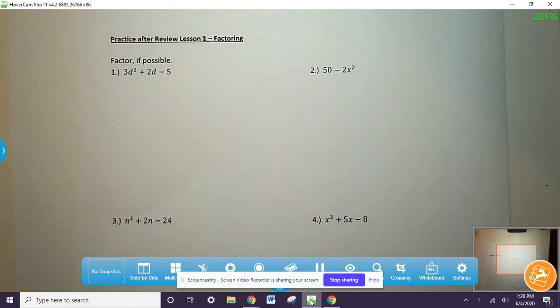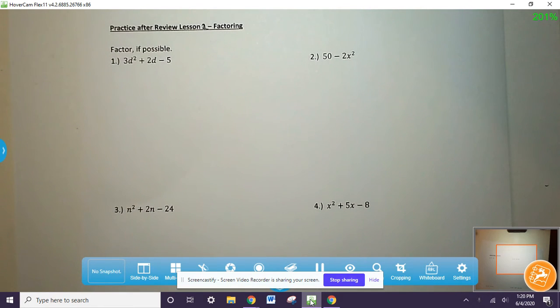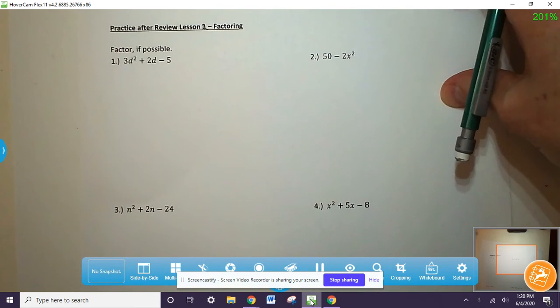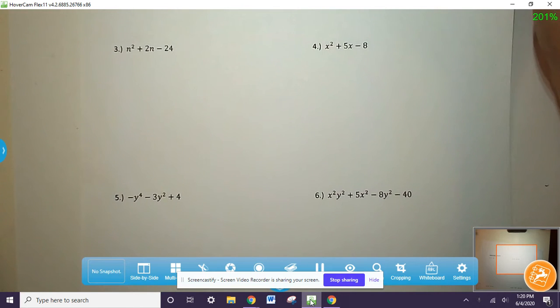First, just in case anyone doesn't have the worksheet, here are the problems that are on the worksheet, 1 through 4. You can pause the video if you need to see those longer to copy them down. And here's 5 through 6.